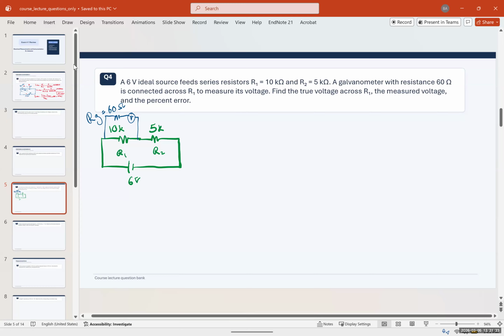Did anyone solve it? Error 2.39. Is that off? Yeah. Zero. Has anyone else solved it? No?